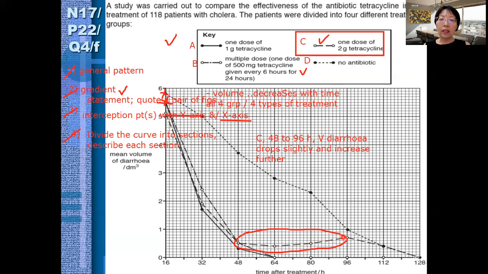Okay, so then what is the value that I want to quote? Drop slightly and increase further. Here I can add: it drops slightly. How to quote the figures? Now I already got the figures for x-axis value 48 to 96, so I have to quote figures for the y-axis value. Start from 48. So exactly at 48, what is the volume of diarrhea? This one is 0.5.